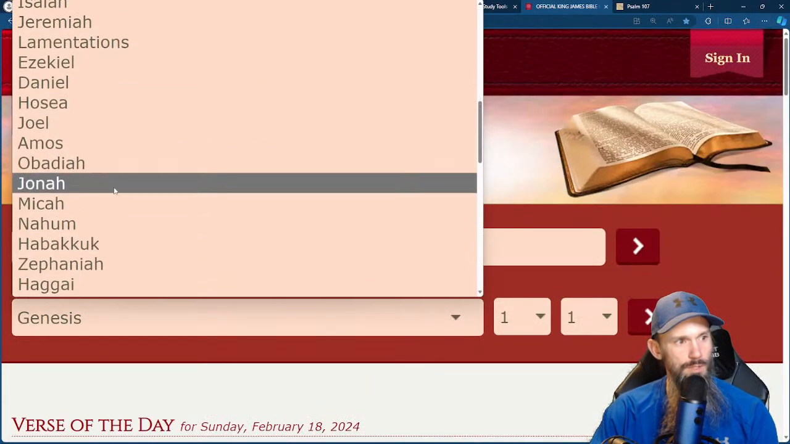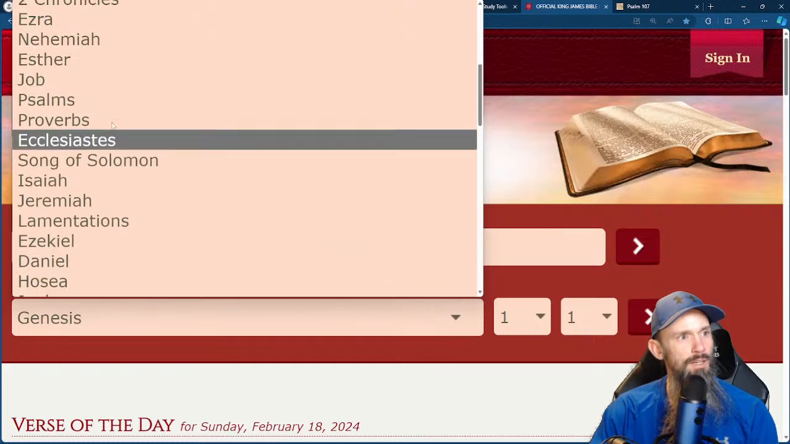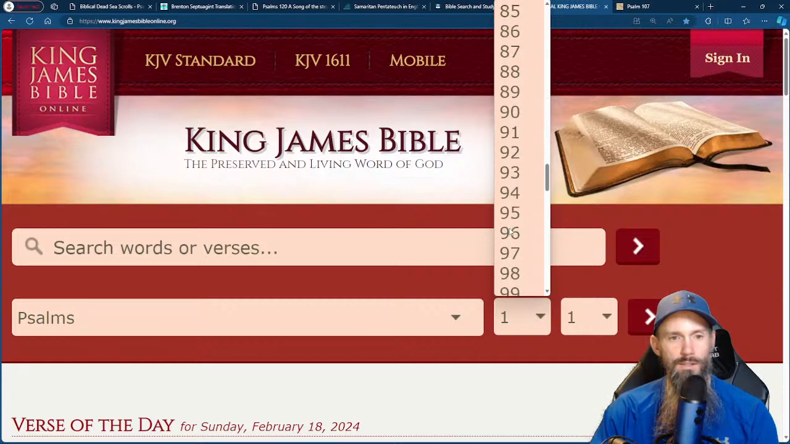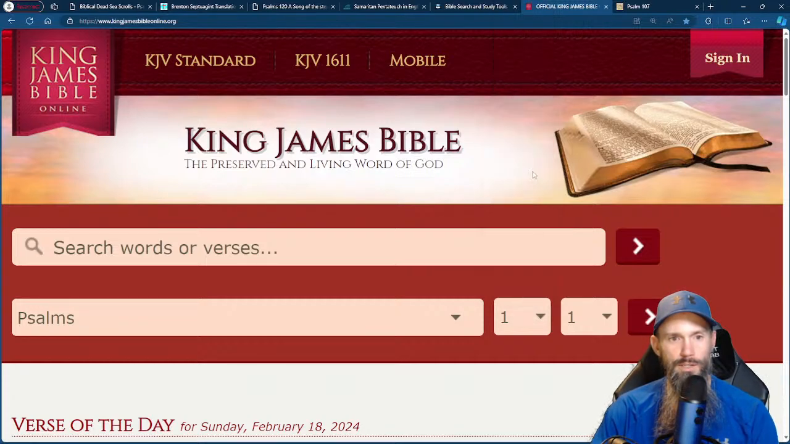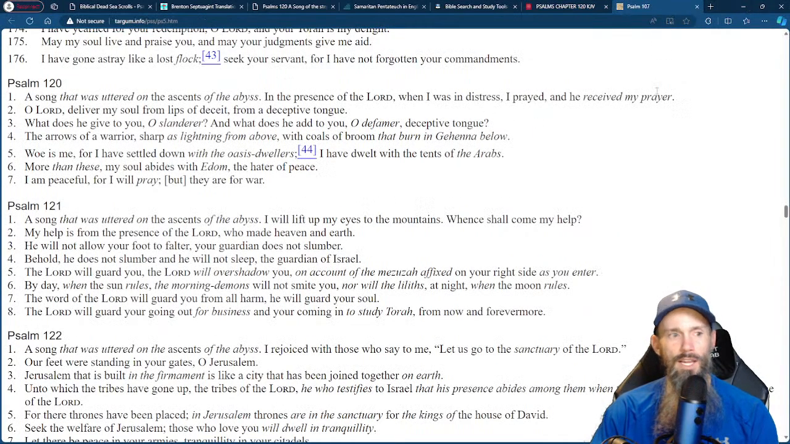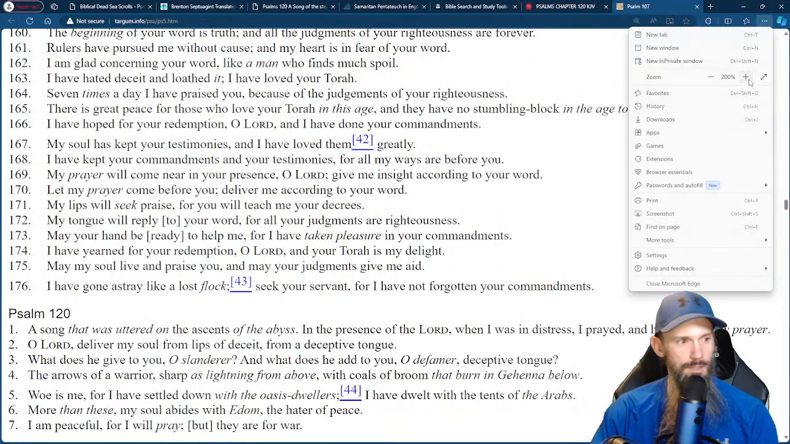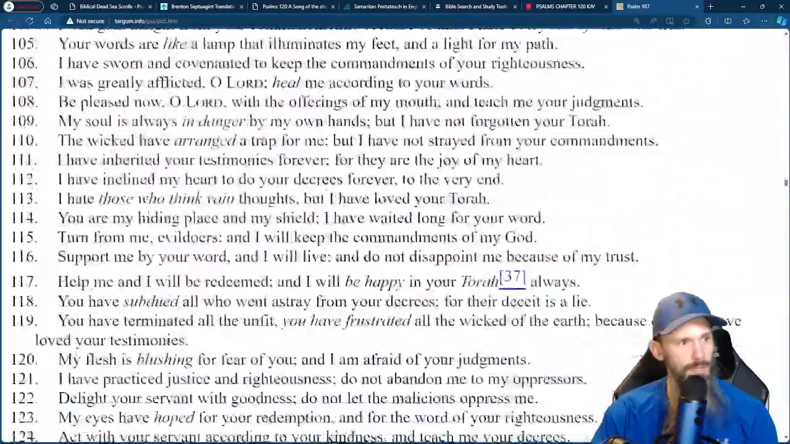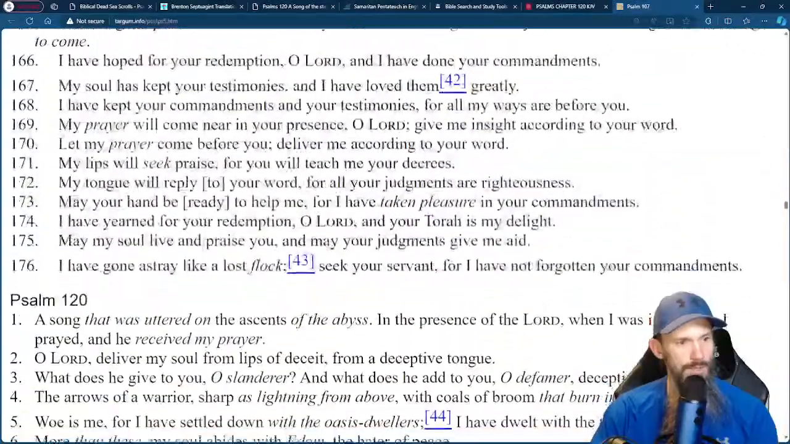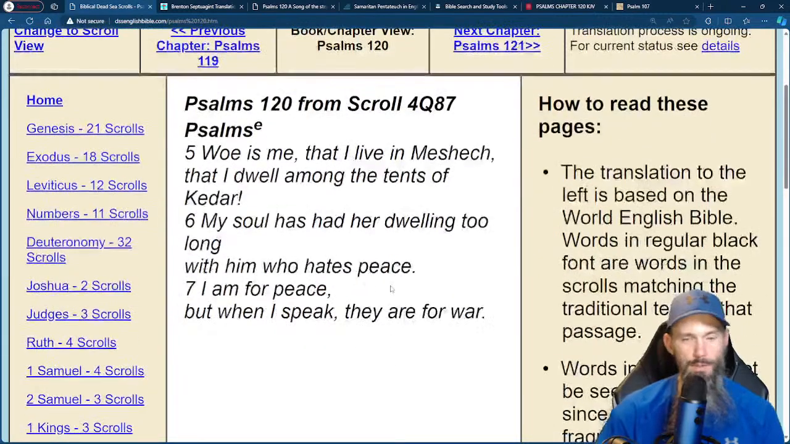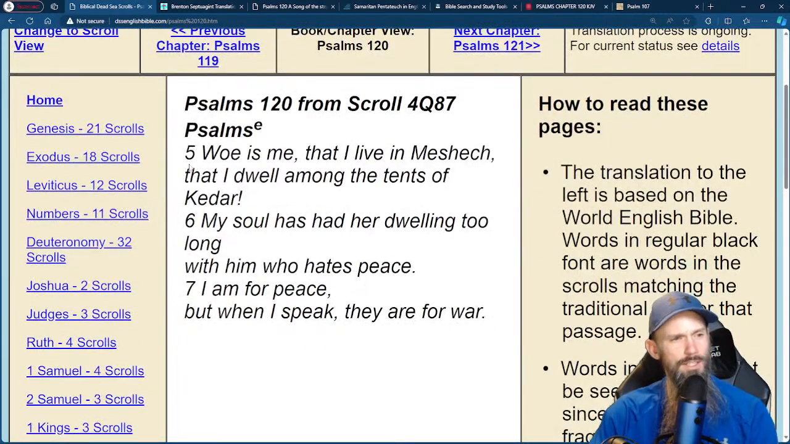So we're still going to use it. We're just going to test it. So 120, and the Aramaic Targums are useful. Not perfect. So that's Psalm 119. All right, Psalm 120. We've got verse 5, 6, 7.